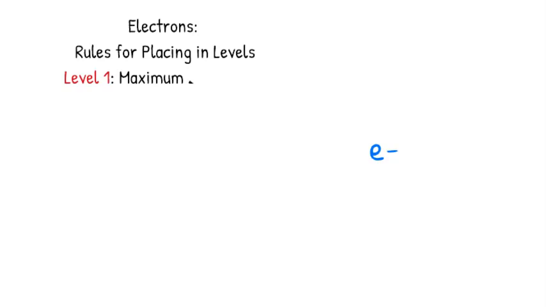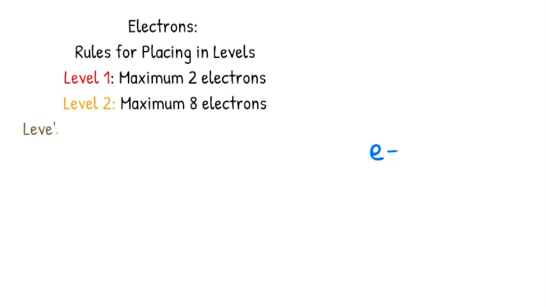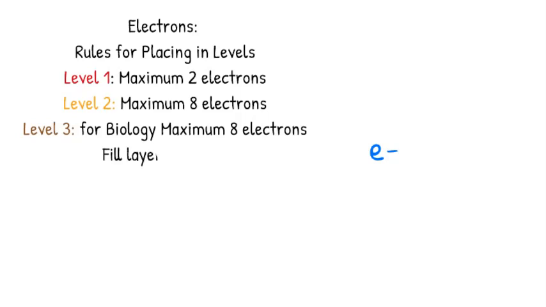The rules for placing electrons around the nucleus in their particular levels are: level number 1 will hold a maximum of 2 electrons. Level number 2 will hold a maximum of 8 electrons. Level number 3, for all the things we use in biology, the maximum will be 8 electrons as well. Make sure you fill the layers in order, starting with level 1. And remember, the outside layer with an electron in it is called the valence.